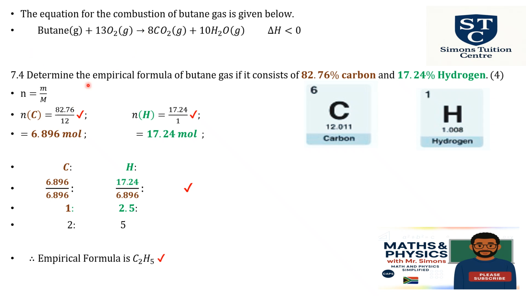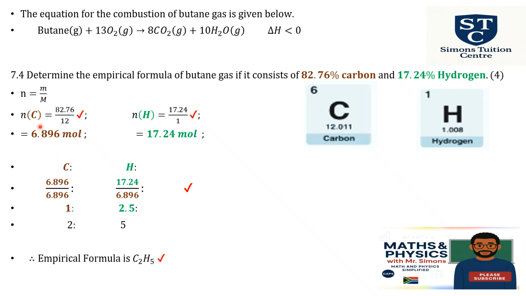Right, now determine the empirical formula of butane if it consists of 82.76% carbon and 17.24% hydrogen. So for carbon there, again, we're going to work with n equals m over M. Right, so my percentage I change to grams, and the molar mass of carbon is 12. So 82.76 divided by 12. For hydrogen, 17.24 grams divided by 1. It gives me 6.896 mole, and this gives me 17.24 mole.